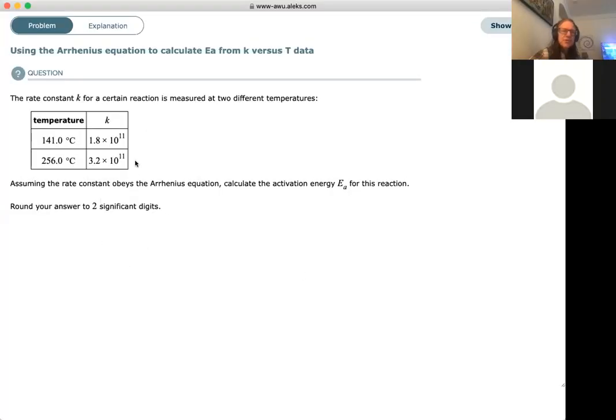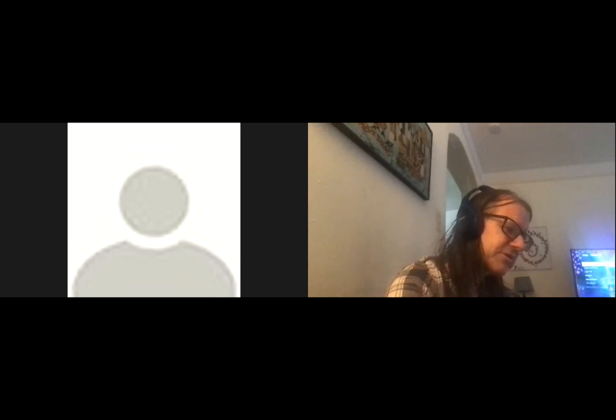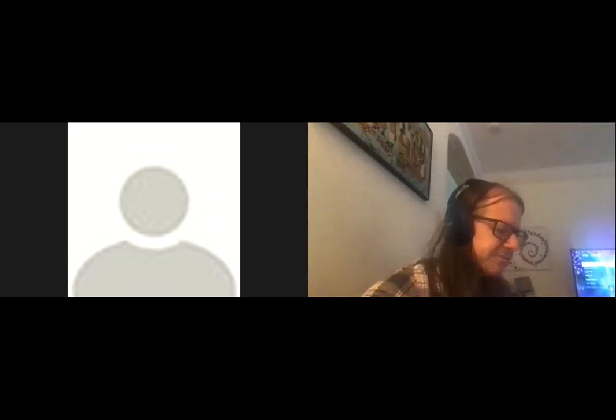And that's this one right here. See how they give you 2 temperatures and they give you 2 values of K? Same thing, Arrhenius equation. But here they want you to find the activation energy if you've got those 2 sets of data. 2 temperatures, 2 values of K, find the activation energy, okay? It's really just using that equation the way we just did it, but you're just modifying it a bit.